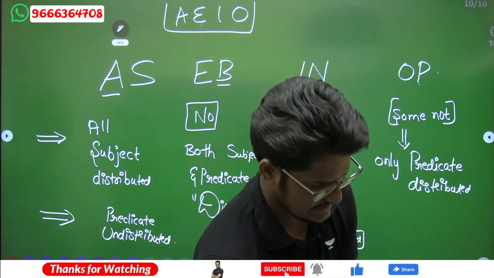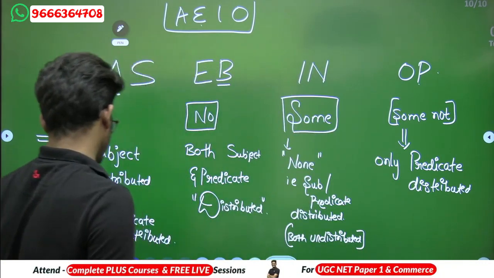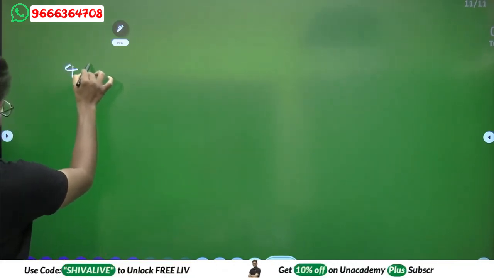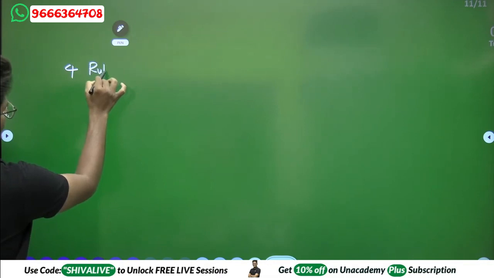Next, there are 4 simple rules of syllogism, based on which you can answer the questions.